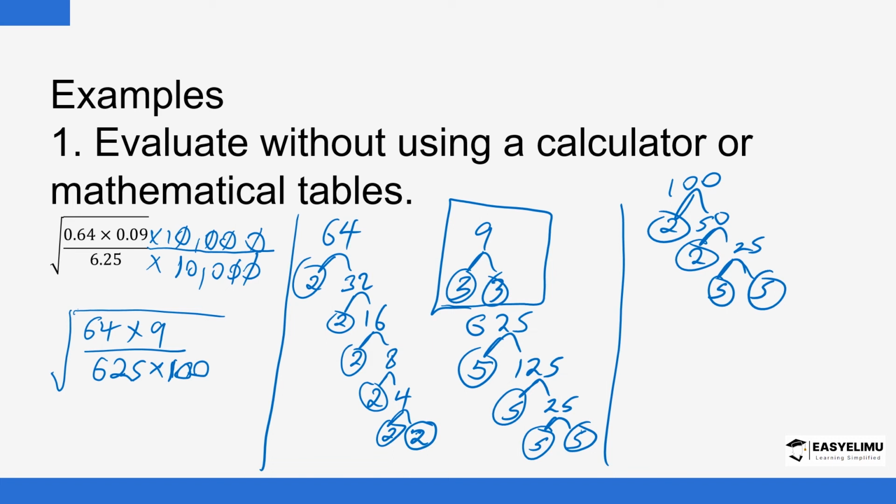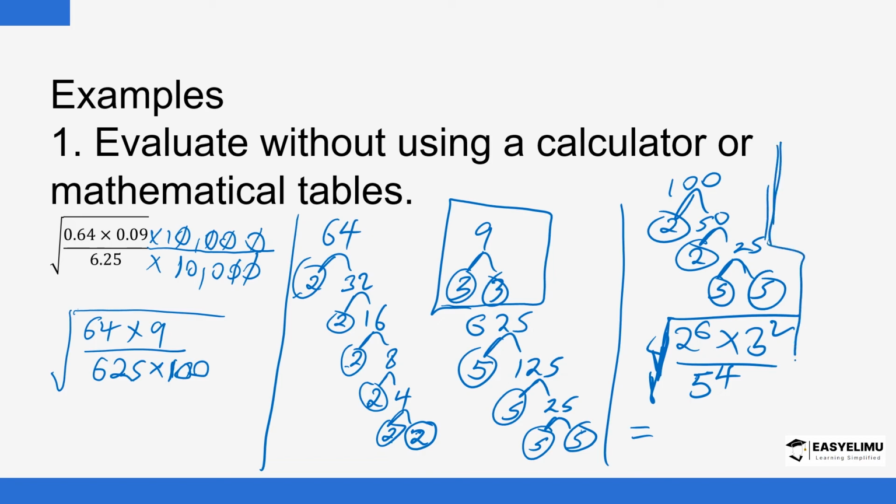So it means I'm going to have the square root of 64, which is 2 power 6, multiplied by 3 power 2 divided by 5 power 4. What you do here is divide each of the powers by 2. So I'll get 2 power 3 by 3 power 1 divided by 5 power 2. So what I have is 8 times 3 divided by 25, which is 24 divided by 25.